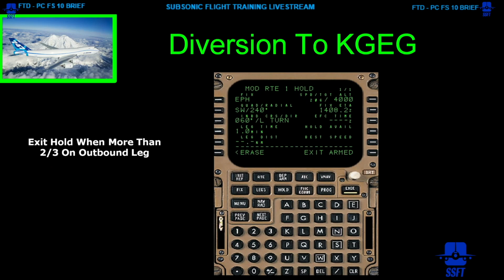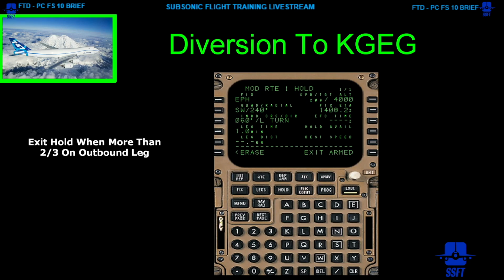If you did it earlier than that, it would shorten up the holding pattern. If you wait till you're 2/3 or more outbound, visually, you can just eyeball it, or you could wait till it starts turning inbound on the outbound leg, then it's not going to change the holding pattern length at all. But anything less than about 2/3, it's going to shorten up the holding pattern.